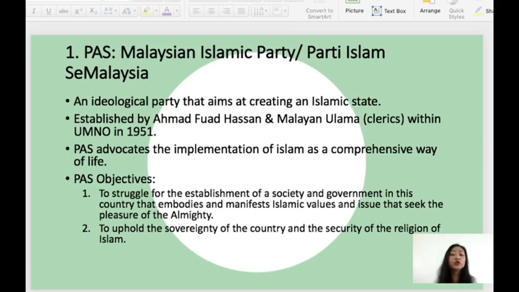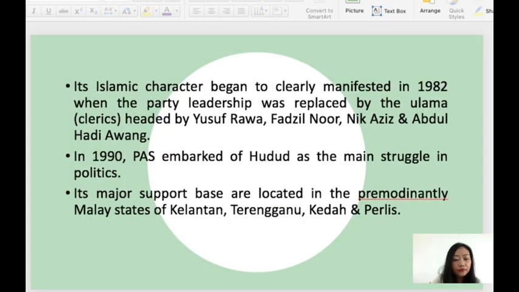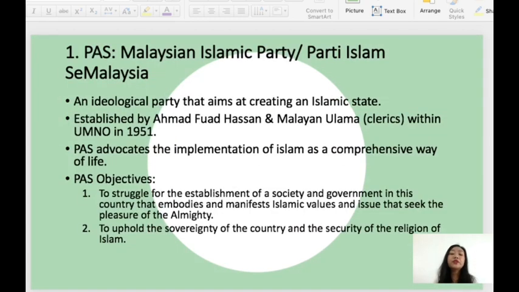Okay, there are two main objectives of PAS. I think it's only two. The first objective is to struggle for the establishment of a society and government in this country that embodies and manifests Islamic values and ideals that seek the pleasure of the Almighty. Second objective, to uphold the sovereignty of the country and the security of the religion of Islam. So everything is about the religion of Islam.